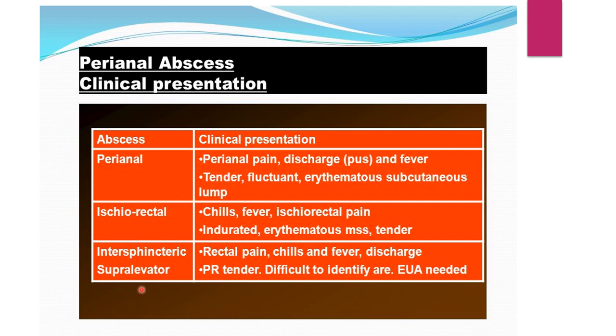In the intersphincteric and the supralevator abscesses, which are much higher and deeper in location, there is severe rectal pain associated with chills and rigors, at times with discharge of pus. And when you do a digital examination, there's very marked tenderness. And externally, there don't seem to be many signs to indicate the presence of an abscess. And these patients usually end up requiring an examination under anesthesia to locate the abscess.